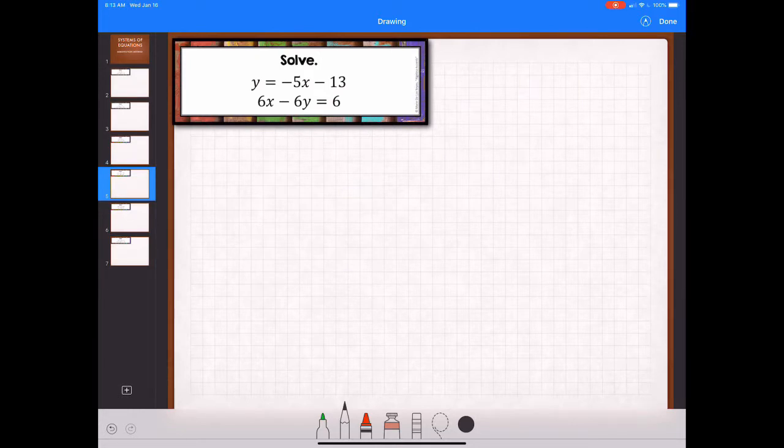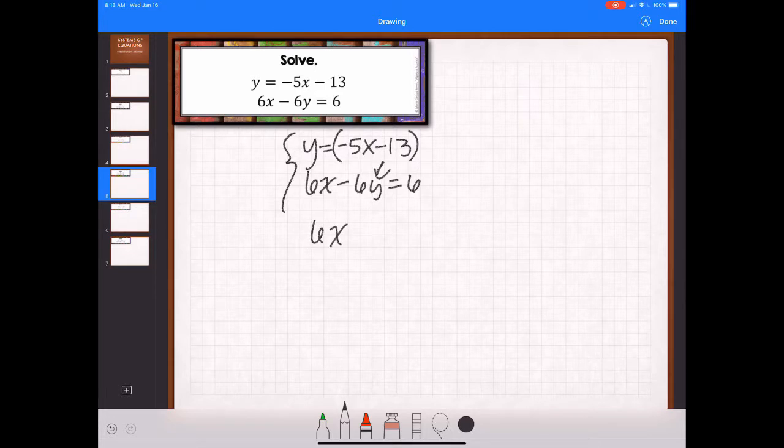Okay, next one. y equals negative 5x minus 13, and 6x minus 6y equals 6. So I'm going to go through this one a little bit faster. Right here, substitute into the y. So I have 6x minus 6, parentheses, equals 6. I'm substituting the negative 5x minus 13.